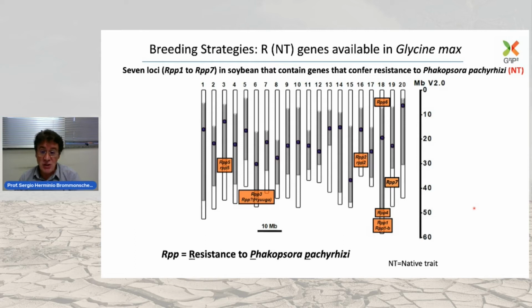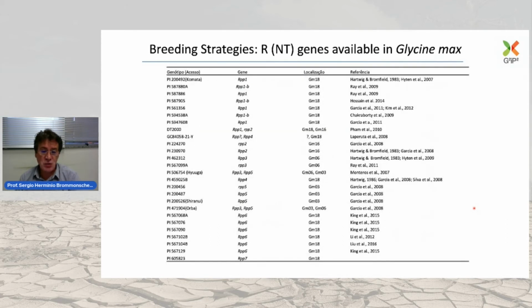These resistance genes that are located in these loci can provide different phenotypes of resistance. Also, many of them just provide resistance that is isolate specific. So many genes are already available that can be used for traditional breeding and introgressed into commercial varieties.